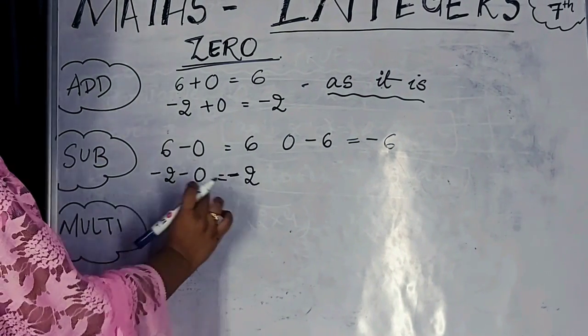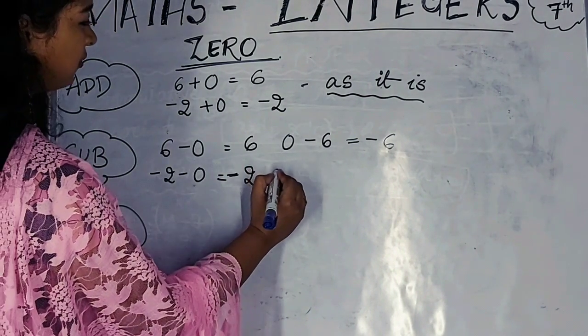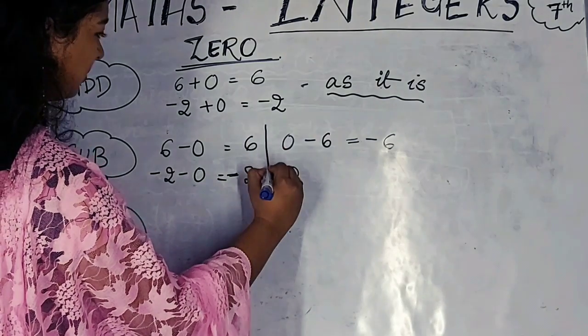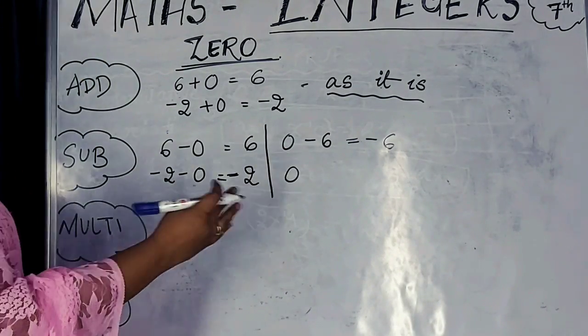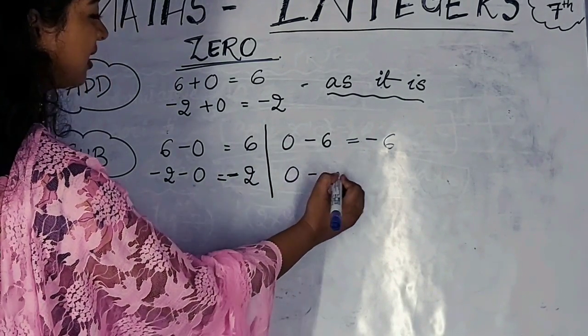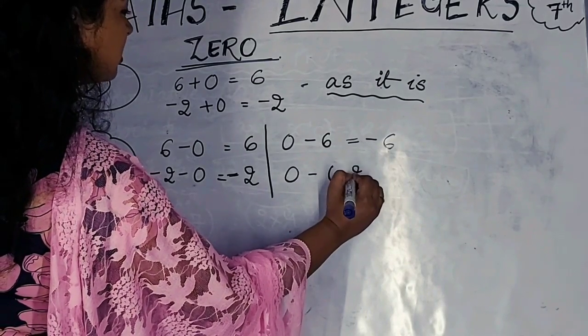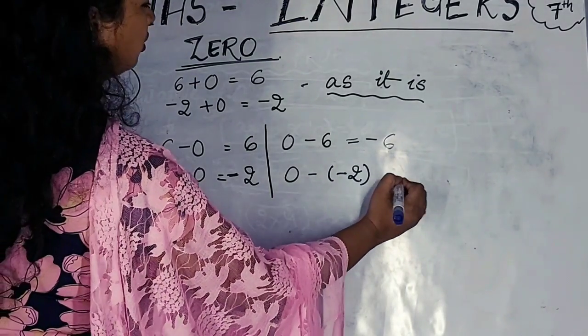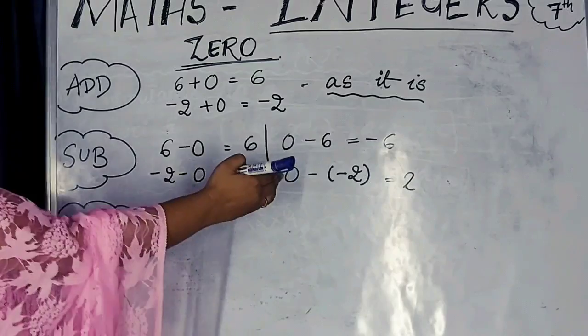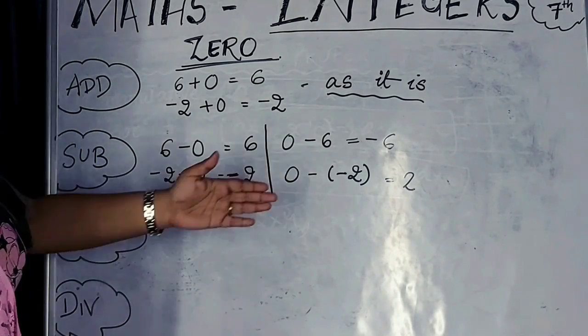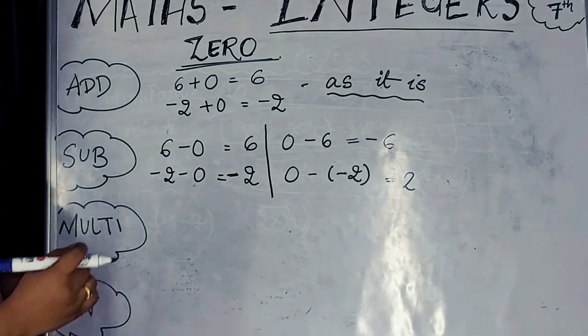And the same thing if we are going to do with the 0 here, we'll make it a division so that you are able to know. If you subtract minus 2 from 0, you will get 2 because minus minus is plus and it becomes your plus. Okay?